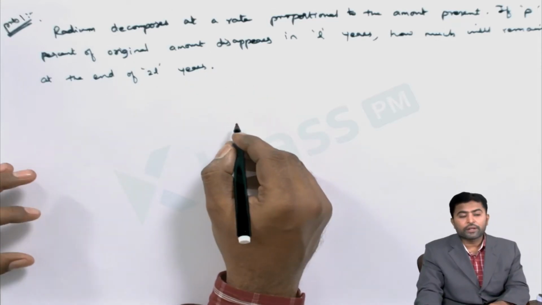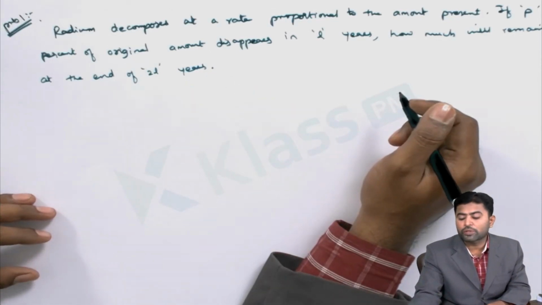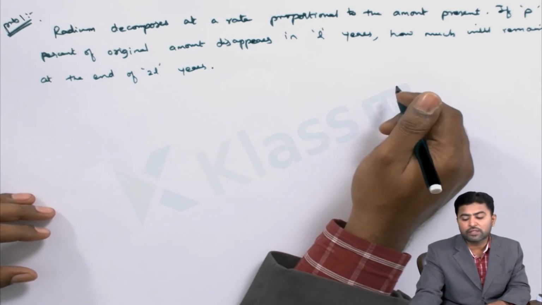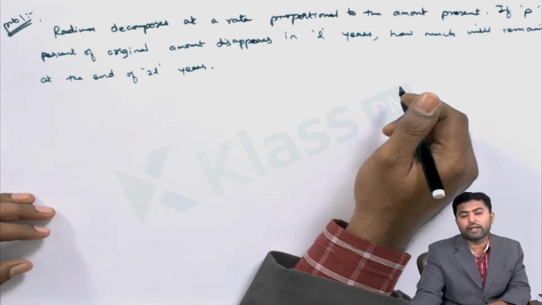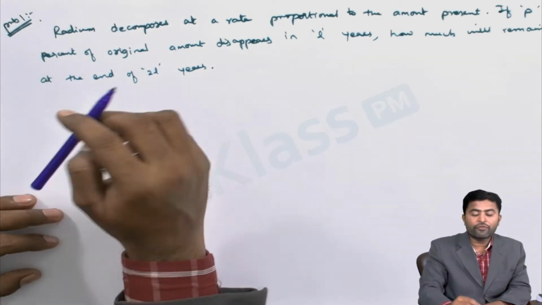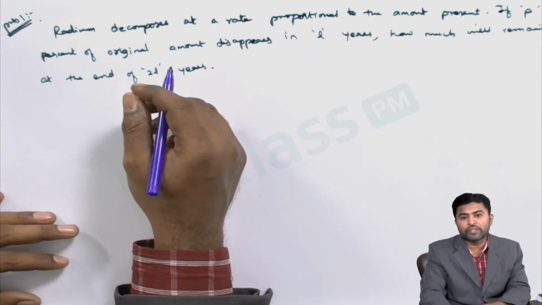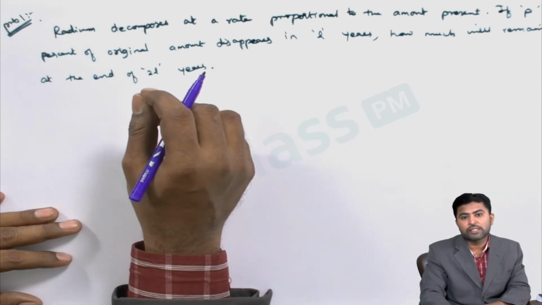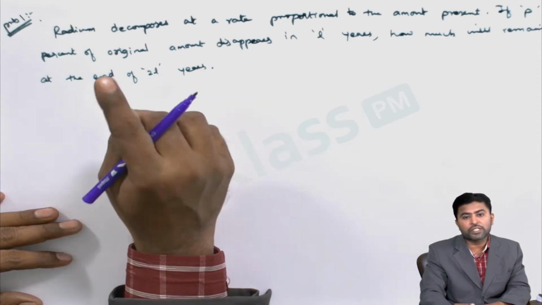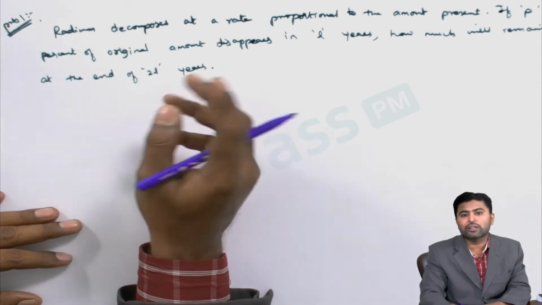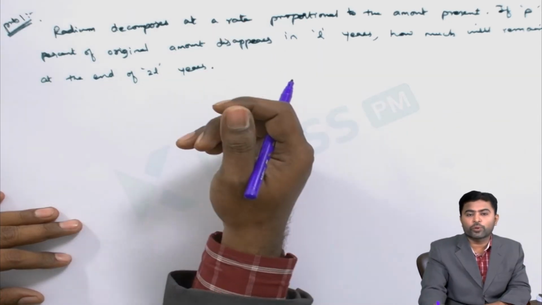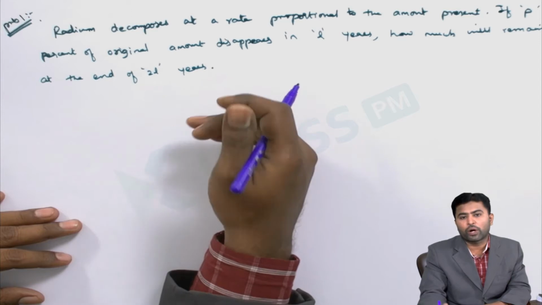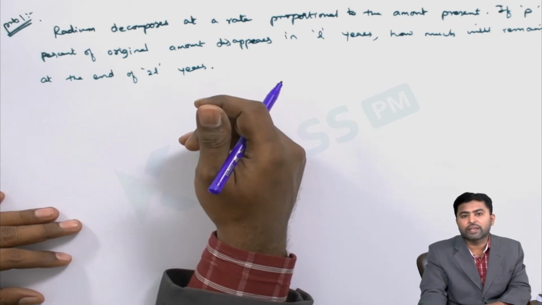The question is, radium decomposes at a rate proportional to the amount present. If P% of the original amount disappears in L years, how much will remain at the end of 2L years? If you remember the statement we have written, the rate of change of the amount of substance is proportional to the amount of the substance present, not the disappearing one. So we have to remember that statement, and accordingly modify and write the given data.